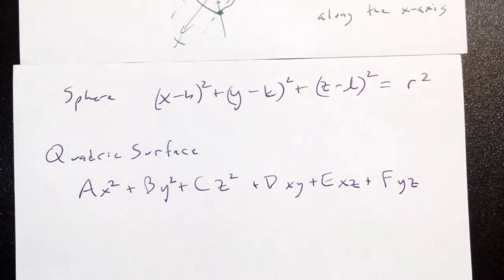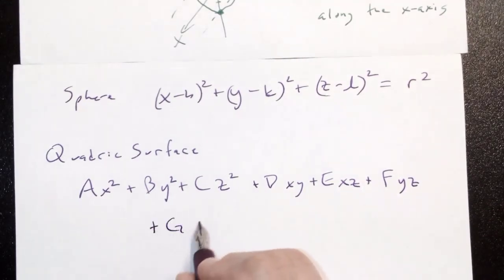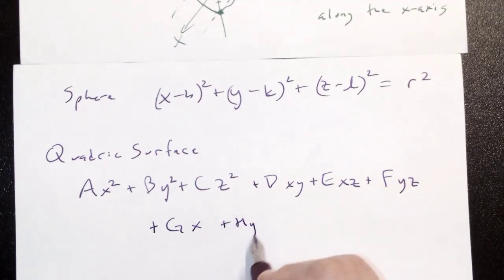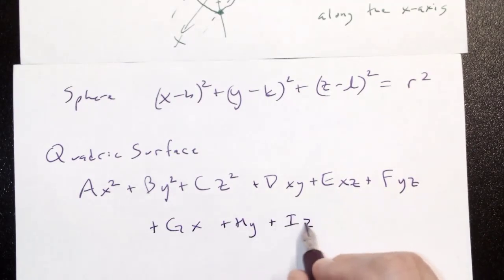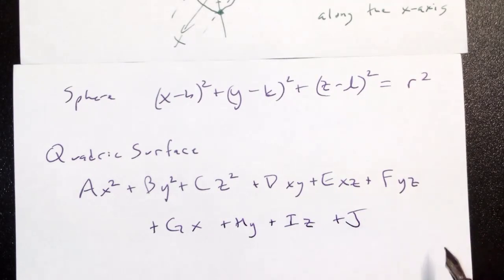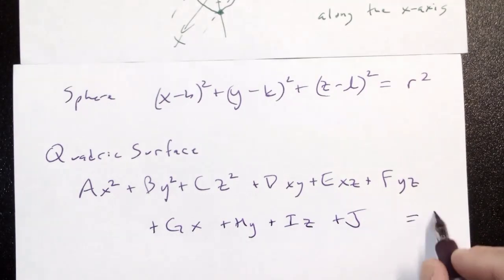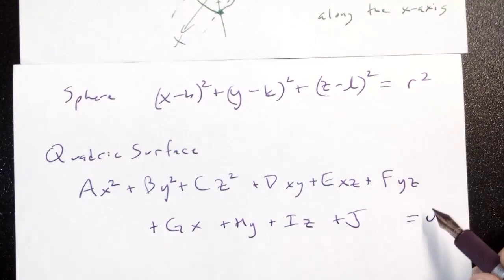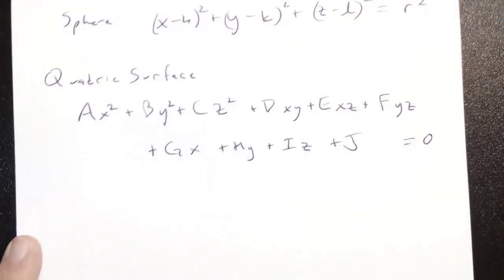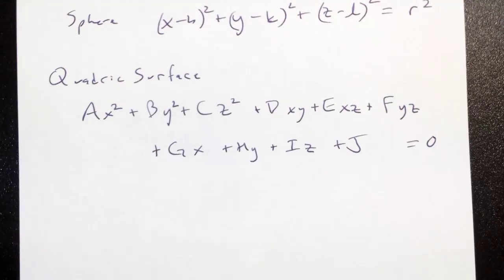And I could have then just the numbers x and y and z, and maybe a number all alone. Then that whole thing equals 0. If I move the r squared to the other side, I would get a 0 over here on the right. So that's a general quadric surface. And it's got a whole lot going on in here. And I hate this equation. So I'm going to do some rearranging. Let me do some moving.